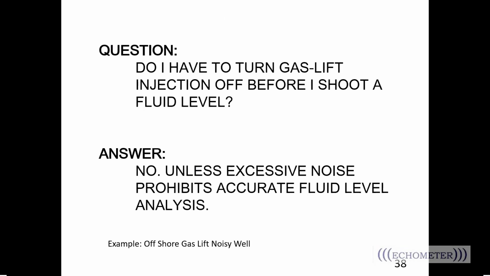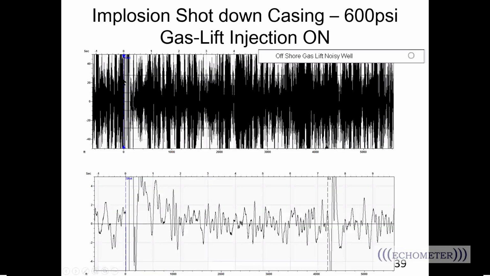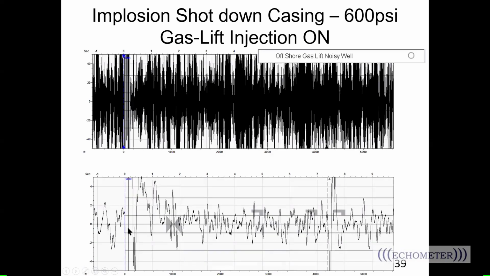All right, tips and techniques. Do I have to turn a gas lift injection off before I shoot a fluid level? The answer is no, unless excessive noise prohibits you from getting an accurate liquid level analysis. So this is a fluid level shot where the gas lift injection is on, and I have this example for you guys in your examples folder. We see lots of noise here. Apply that low pass filter, and yes, that cleans it up for us a bit. But if you look at that wellbore overlay, you're not really able to determine any kicks across the mandrels there. So it's hard to identify any details about the shot, but we do see the liquid level.